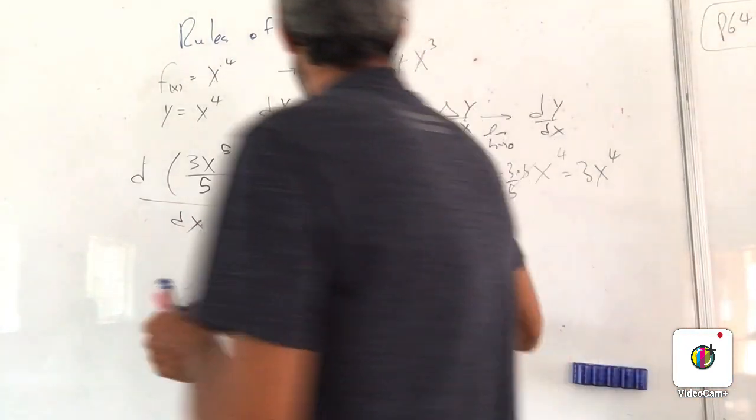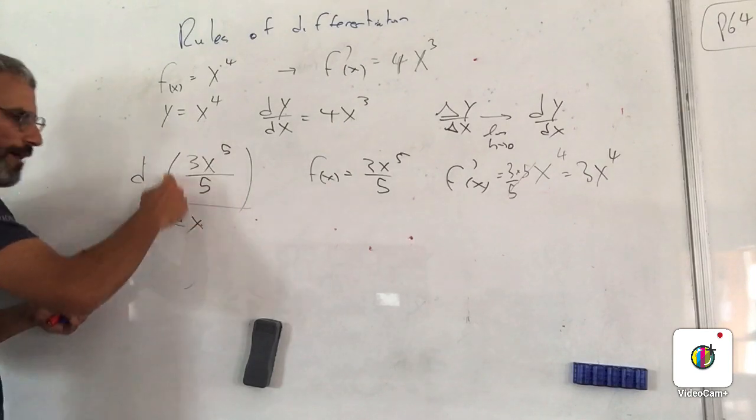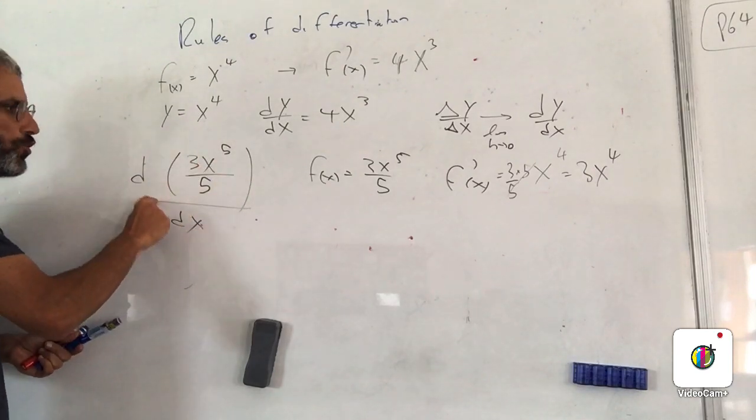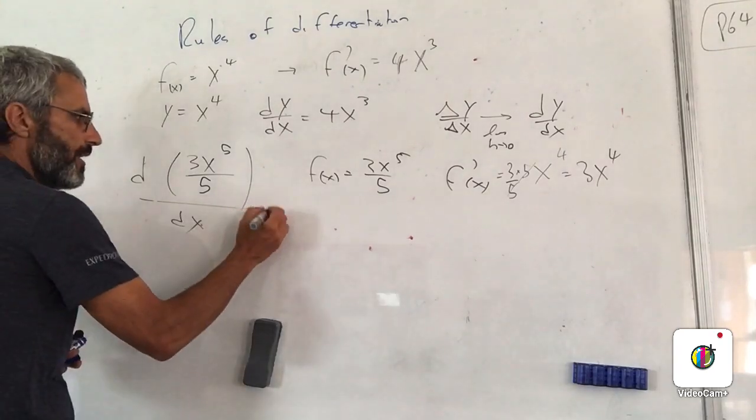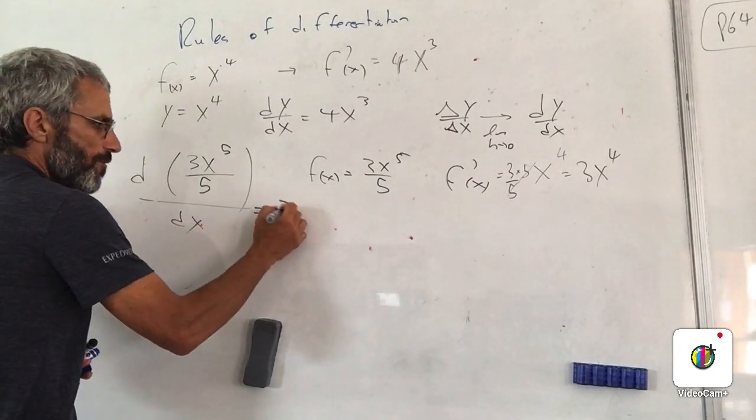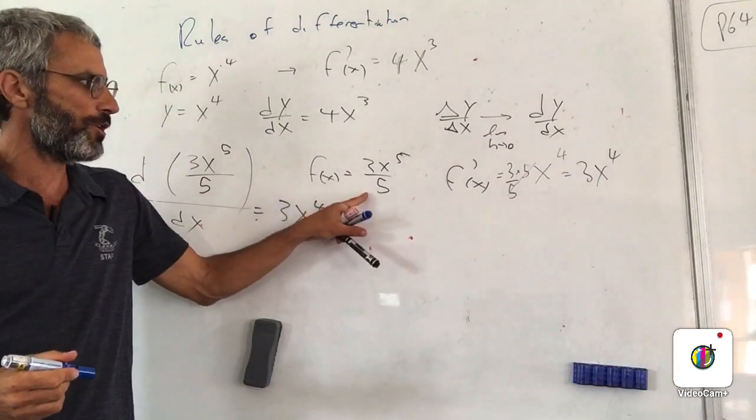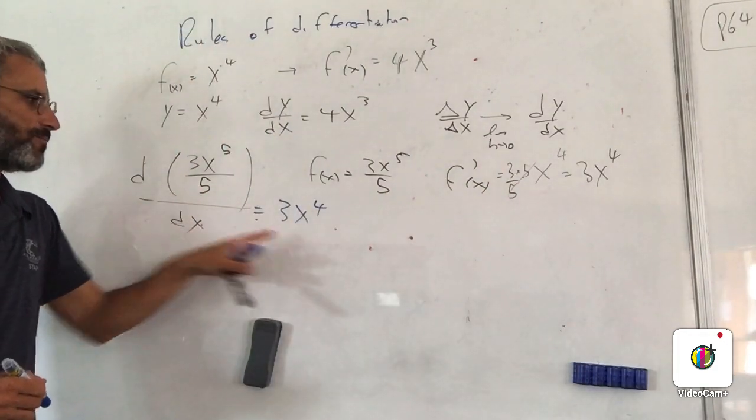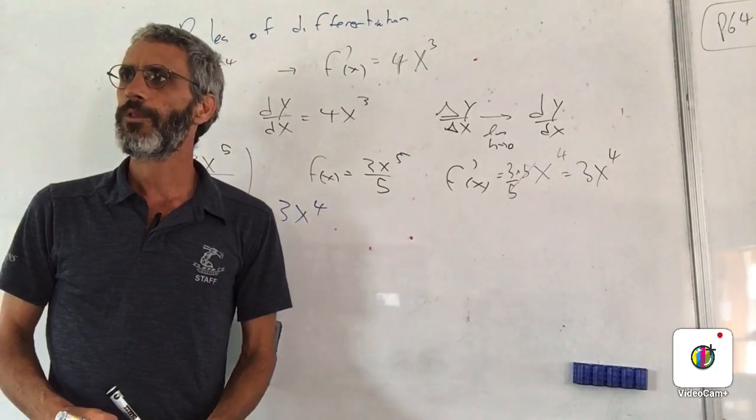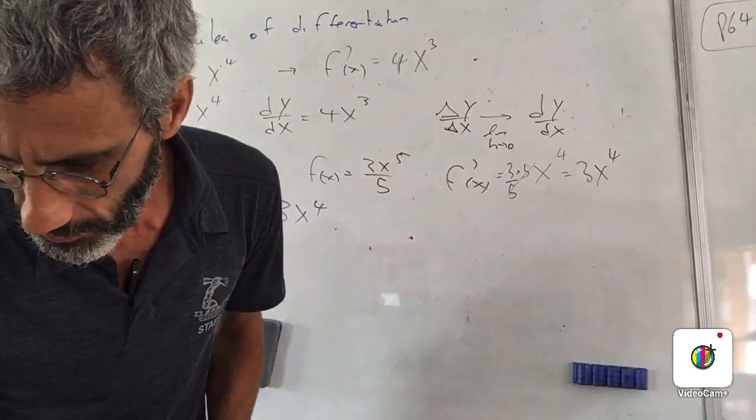Okay. Now, what does this mean? This means I've got a function here, and I want you to take the derivative with respect to x. It's just a notation. Don't get scared by it. It's the same thing. It's going to be 3x to the power 4. So either I say this is the function and this is the derivative, or I ask what the derivative of this is. It's the same thing. Are we happy with that? Okay, let's do one more.